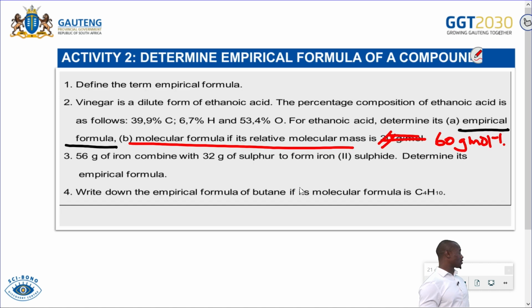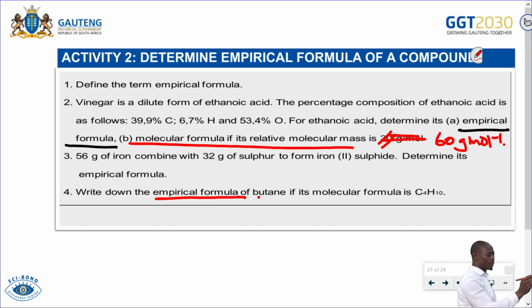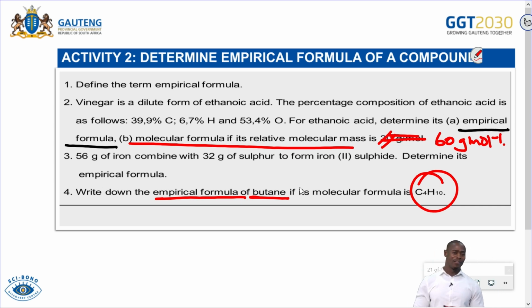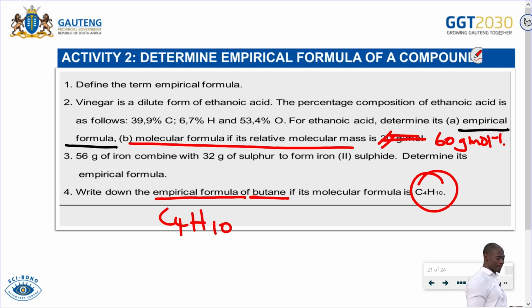Then the last question. Here we are just asked to write down the empirical formula of butane. You are given the molecular formula of butane, which is C4H10. From the molecular formula to the empirical, just divide by the highest common factor. The highest common factor between 4 and 10 is 2. So you divide this by 2, and divide this by 2.